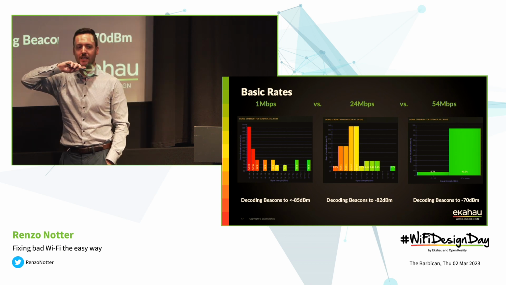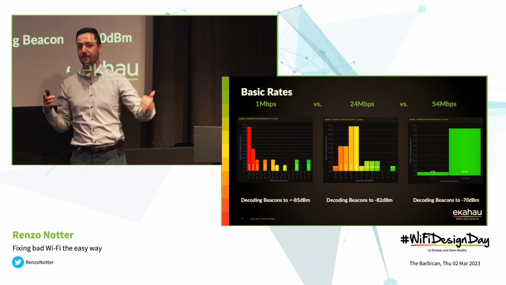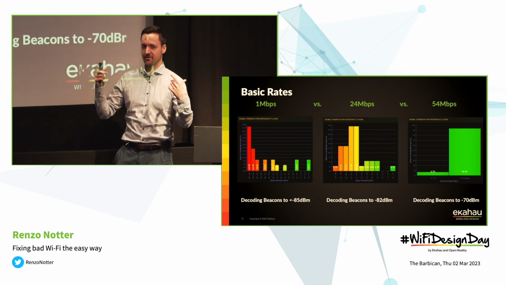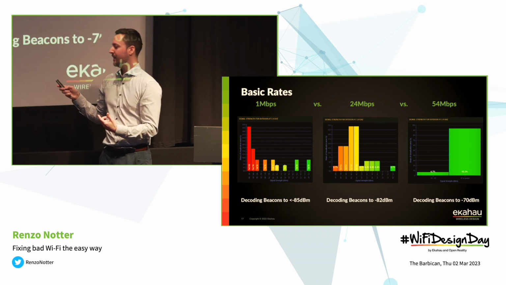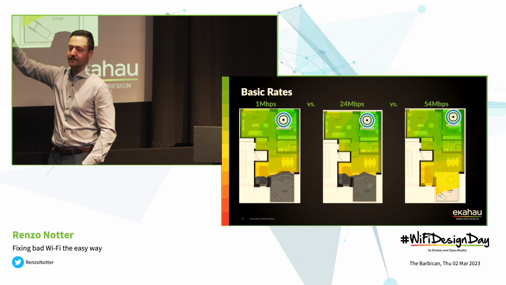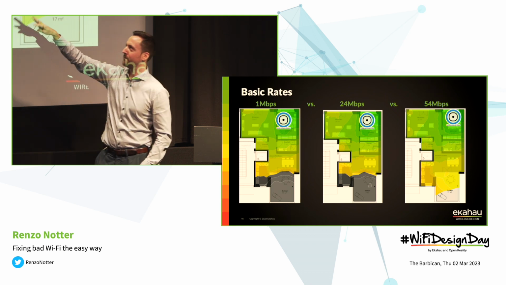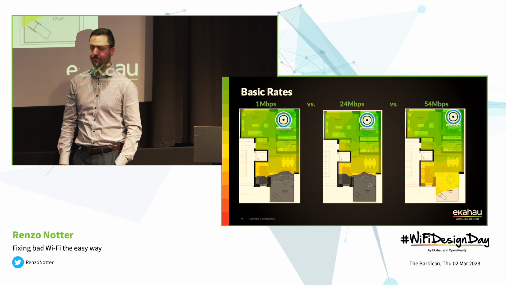Basic rates is really oftentimes an issue where I see it when it's left on default, it's 1 megabit per second, and the congestion is just too high. When you want to edit it, usually you select something between 6 megabits, 12, or 24, but never higher. 24 is basically for high-density environments.